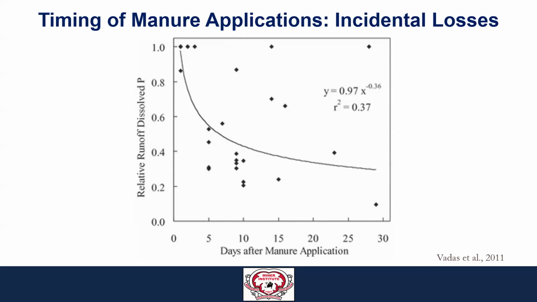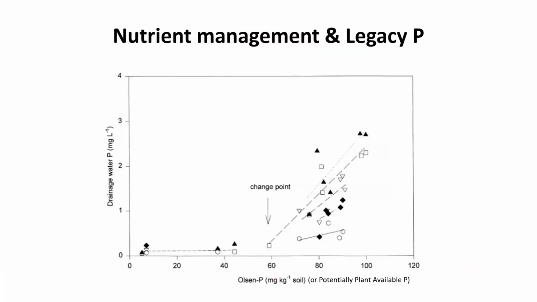We have to look at the weather forecast the day, 2 days before to 2 days after every manure application in order to make sure that there aren't any runoff events. But of course, things do happen. The weather forecasts can be wrong. And so this is an example of a situation where we might see elevated losses.